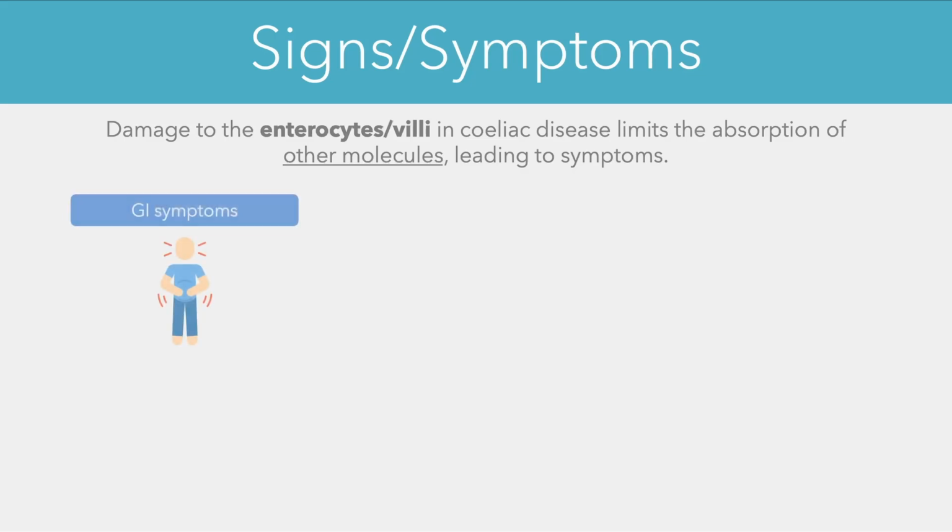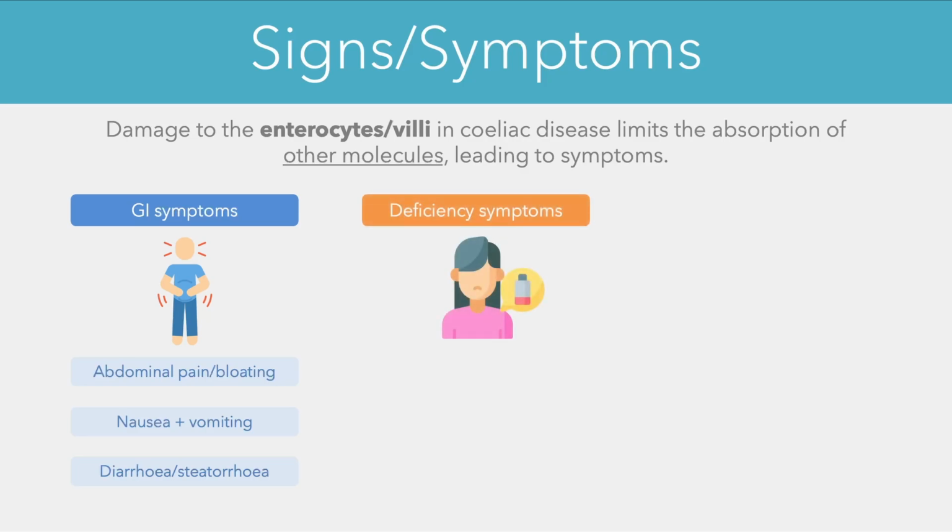Patients often report gastrointestinal symptoms, which can include abdominal pain and bloating, nausea and vomiting, and changes to the stool, so for example, diarrhea or steatorrhea, which occur due to lack of fat absorption. As well as this, there might also be some deficiency symptoms, so for example, shortness of breath and fatigue due to iron deficiency, peripheral neuropathy or ataxia due to vitamin B12 deficiency, or bone pain due to vitamin D deficiency.